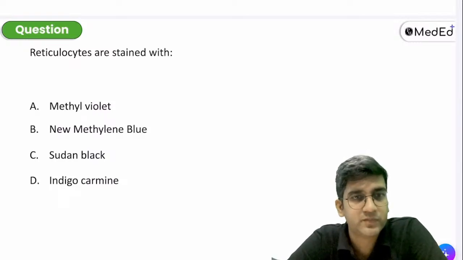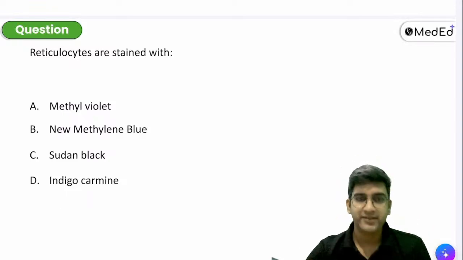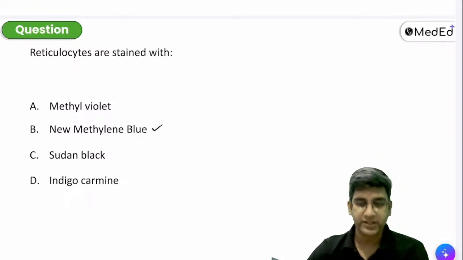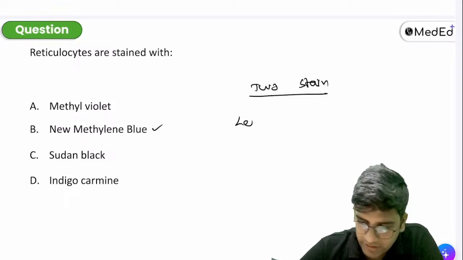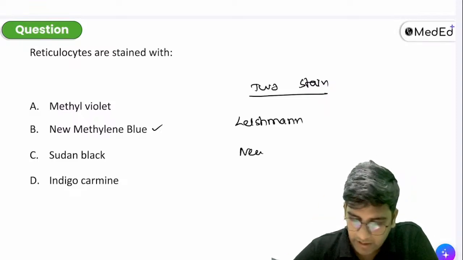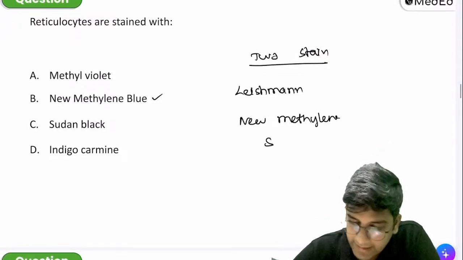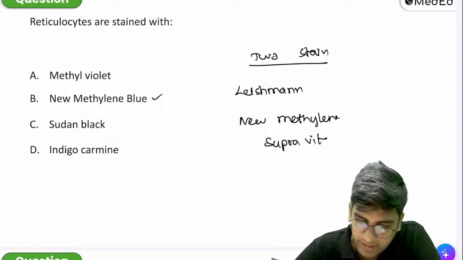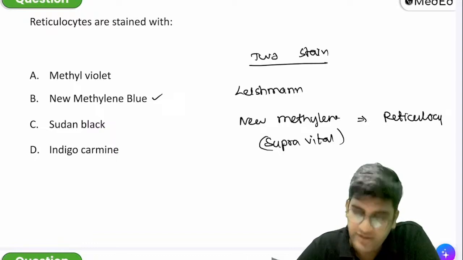It's a simple one-liner. Reticulocytes are stained with new methylene blue. We have two stains in RBCs. One stain is Leishman stain. Leishman is the normal stain done for every peripheral smear that you see. And new methylene blue, like Atul said, is a supravital stain, and it's done for reticulocytes.